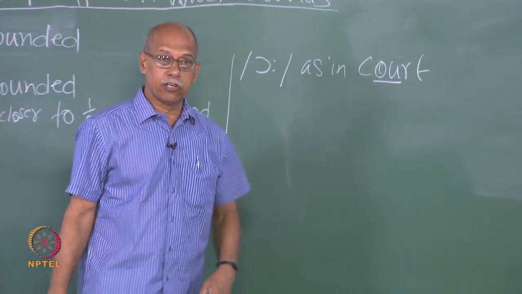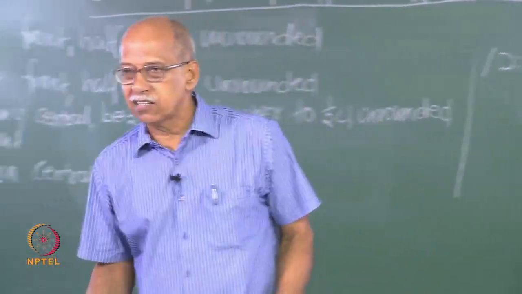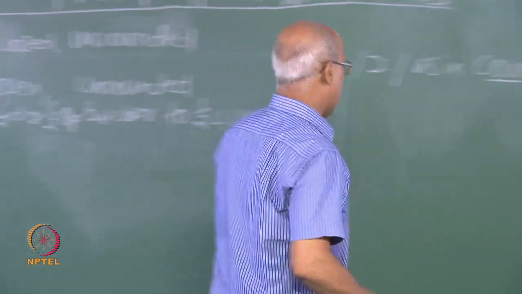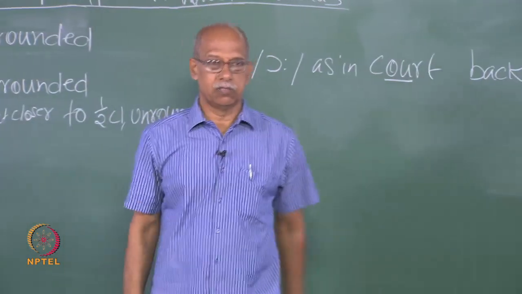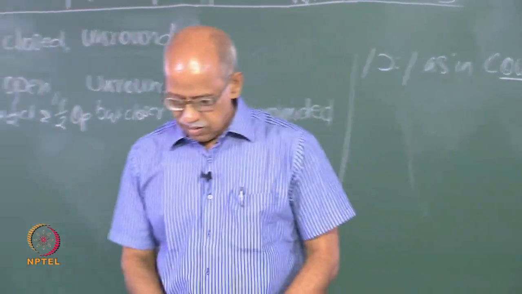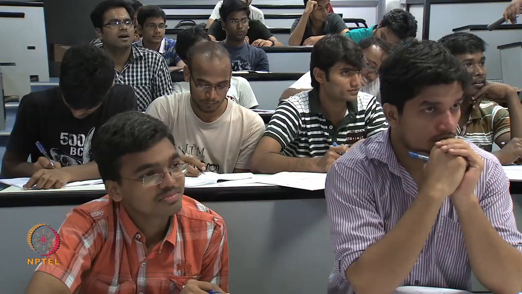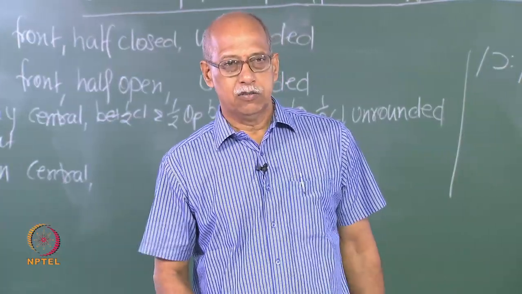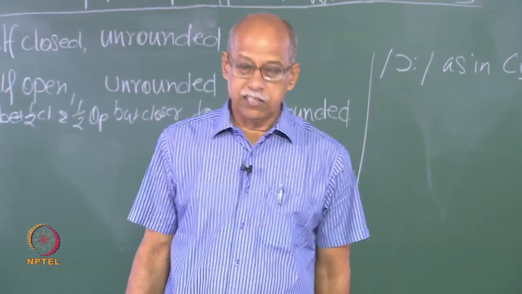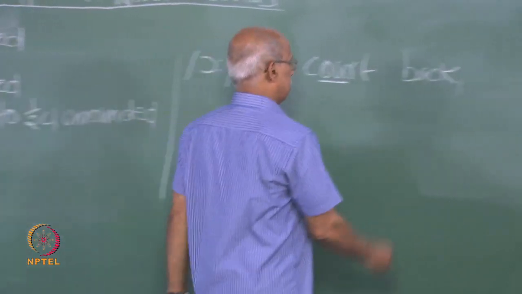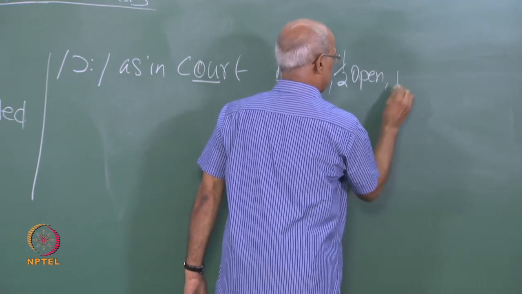How do we describe it? Is it front or back? Please look at the vowel trapezium and tell me, is it front or back? Back. Please write, back. Is it open or closed? Please come on, make a mistake, doesn't matter. It is actually half open, or you can say closer to half open, okay, it is half open, right? Is it rounded or unrounded? Rounded. Half open and rounded.